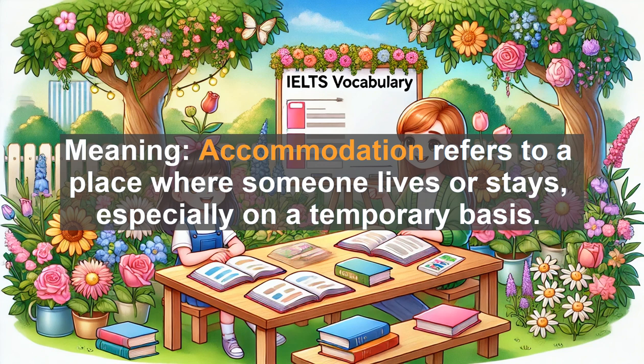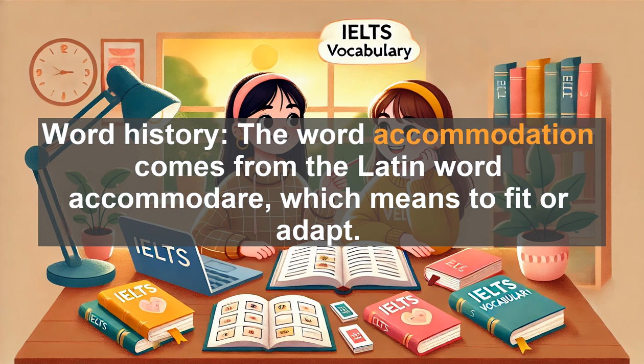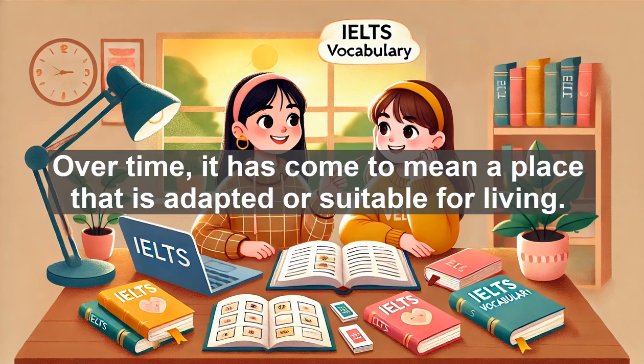Meaning: accommodation refers to a place where someone lives or stays, especially on a temporary basis. It can be a room, apartment, or house that provides shelter and a place to sleep. Word history: the word accommodation comes from the Latin word accommodare, which means to fit or adapt. Over time, it has come to mean a place that is adapted or suitable for living.